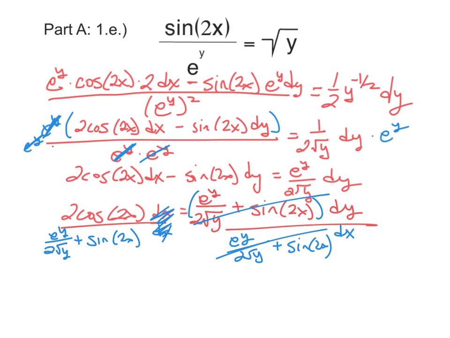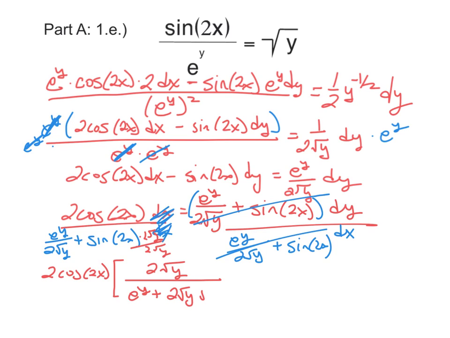Okay. Then what we'll have is 2 cosine of 2x times, and I want to write this denominator as the reciprocal of one fraction. So to make it one fraction, I would have to multiply the second term by 2 root y over 2 root y. So my denominator would be 2 root y. The reciprocal of that would put it in the numerator, 2 root y. And my denominator would be e to the y plus 2 root y times the sine of 2x. And that's my dy dx.